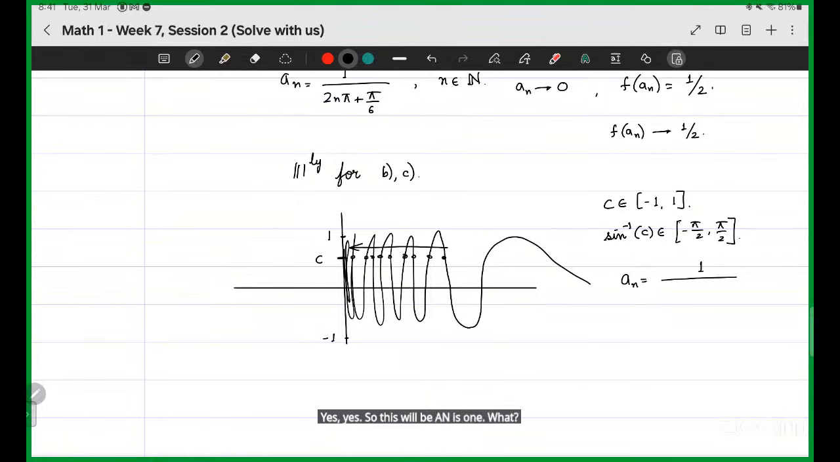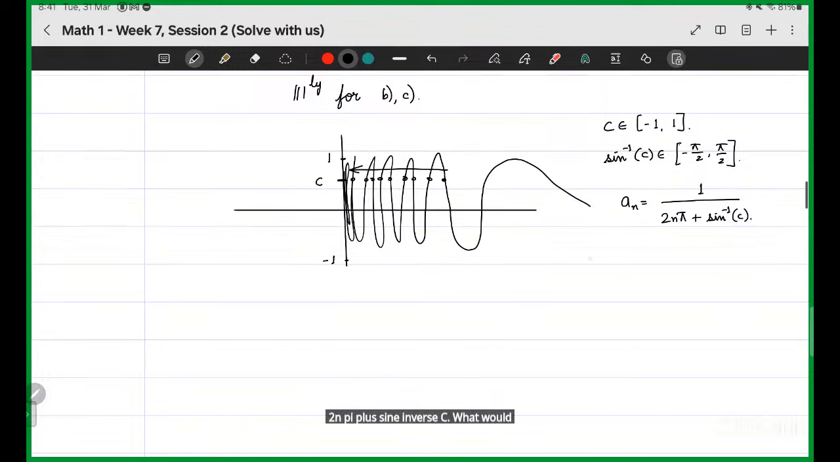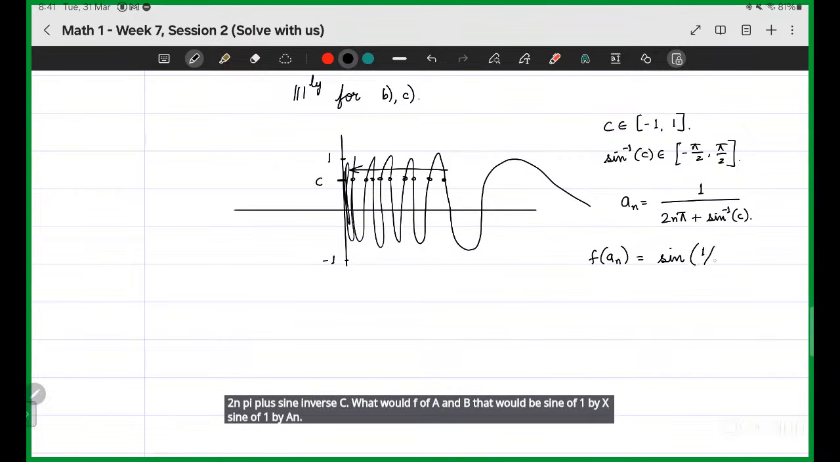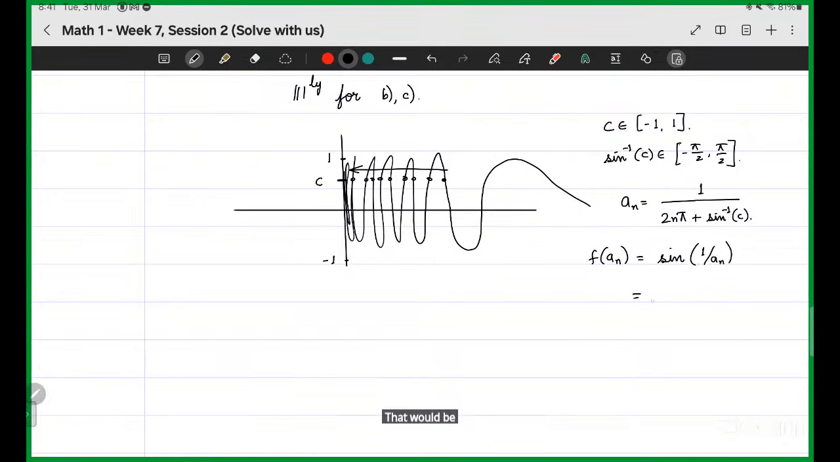What happens if you have this, 2nπ plus sine inverse C? What would f of a_n be? That would be sine of 1 by x, sine of 1 by a_n. That would be sine of 2nπ plus sine inverse C.